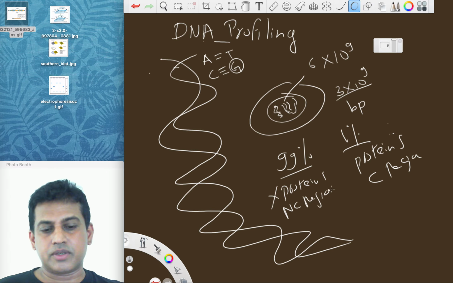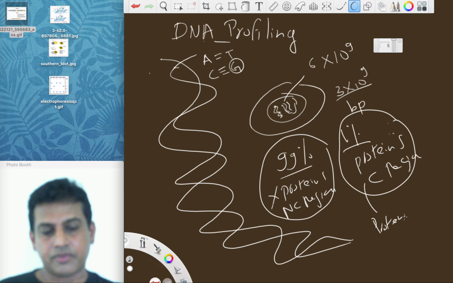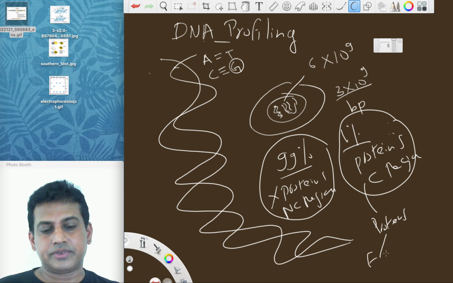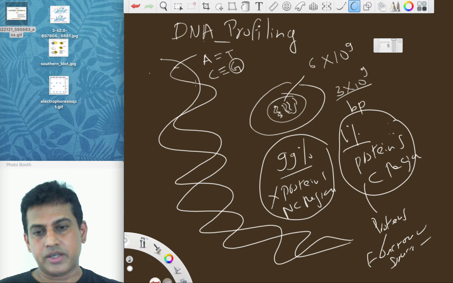So what is the use of this non-coding region of the DNA? Before we come to that, what is the use of the coding region of DNA? The coding region makes proteins. Proteins are all our life. They make function and structure, so the protein makes everything. We will not talk about this one, but today we're going to check the non-coding part because it's interesting for DNA profiling. So 99% of our DNA is non-coding DNA.